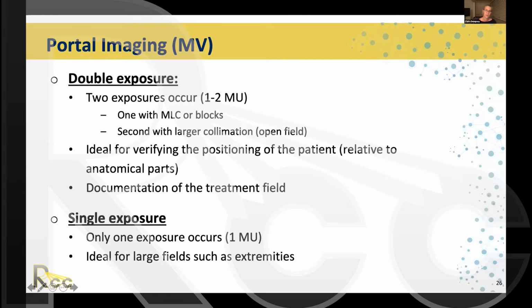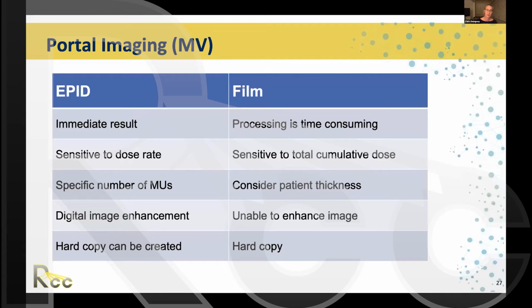You can also do portal imaging as a single exposure, and this is ideal for very large fields, like when you might be treating an extremity. You can see all of the patient anatomy within that field in a single exposure. That obviously gives less dose to the patient as well. So comparing for MV imaging our EPID, which is our electronic panel detector, compared to traditional film.